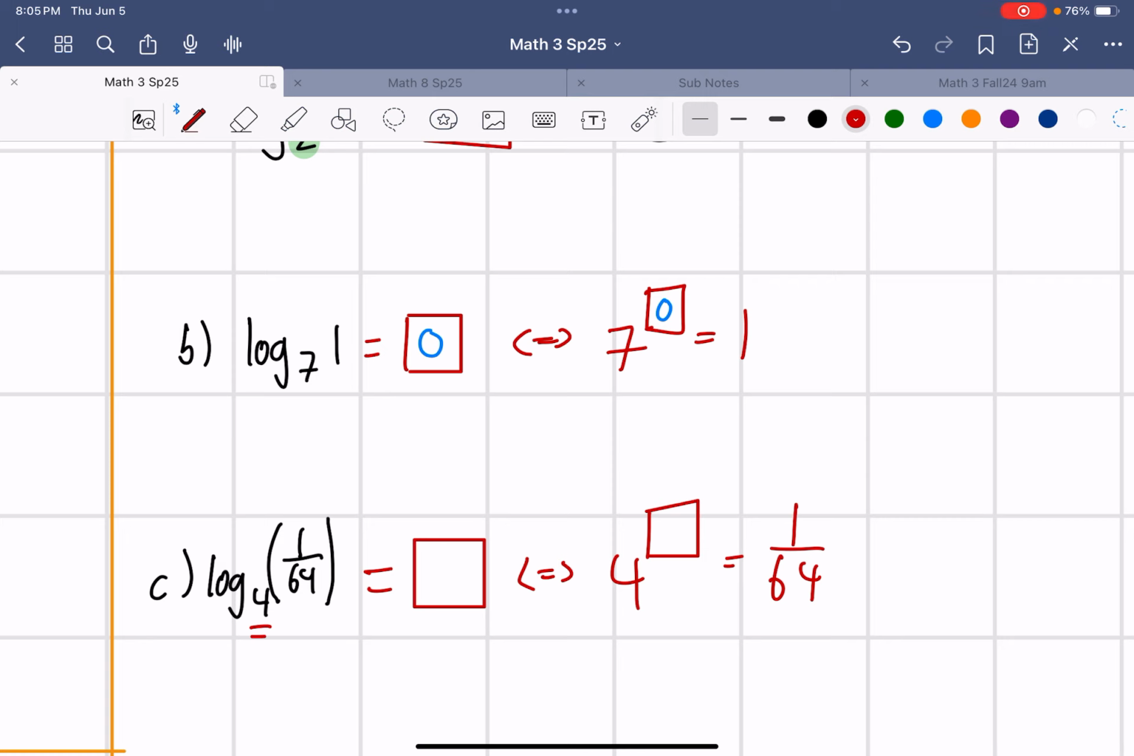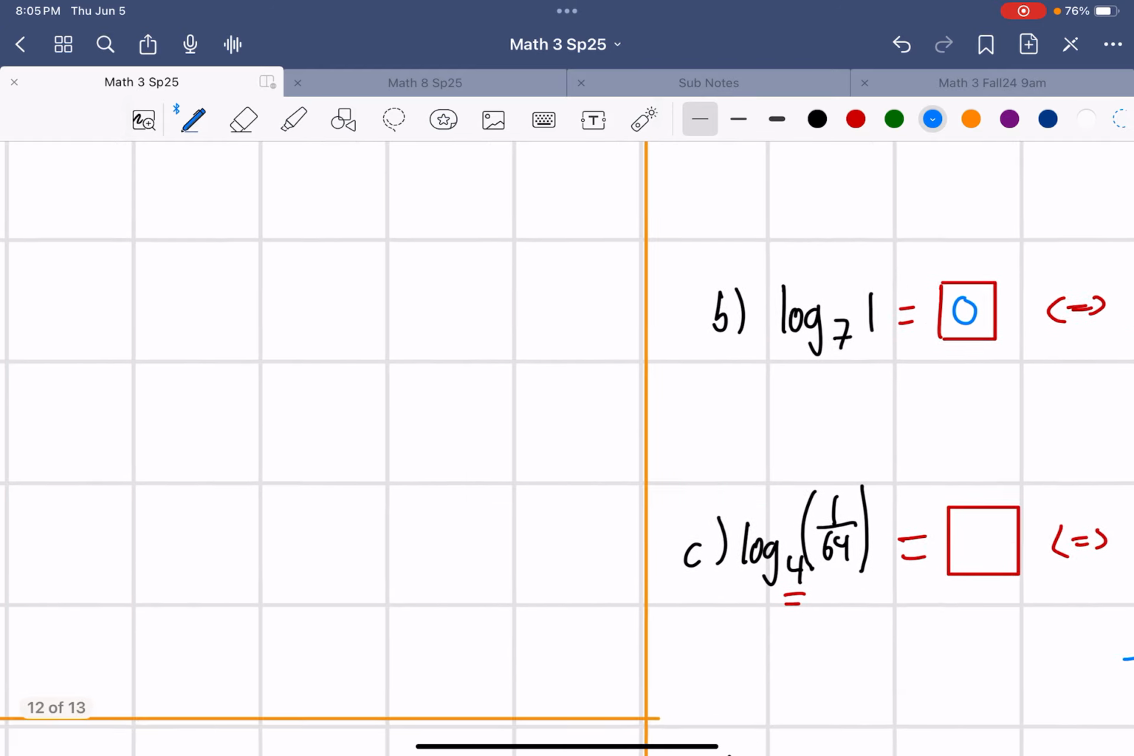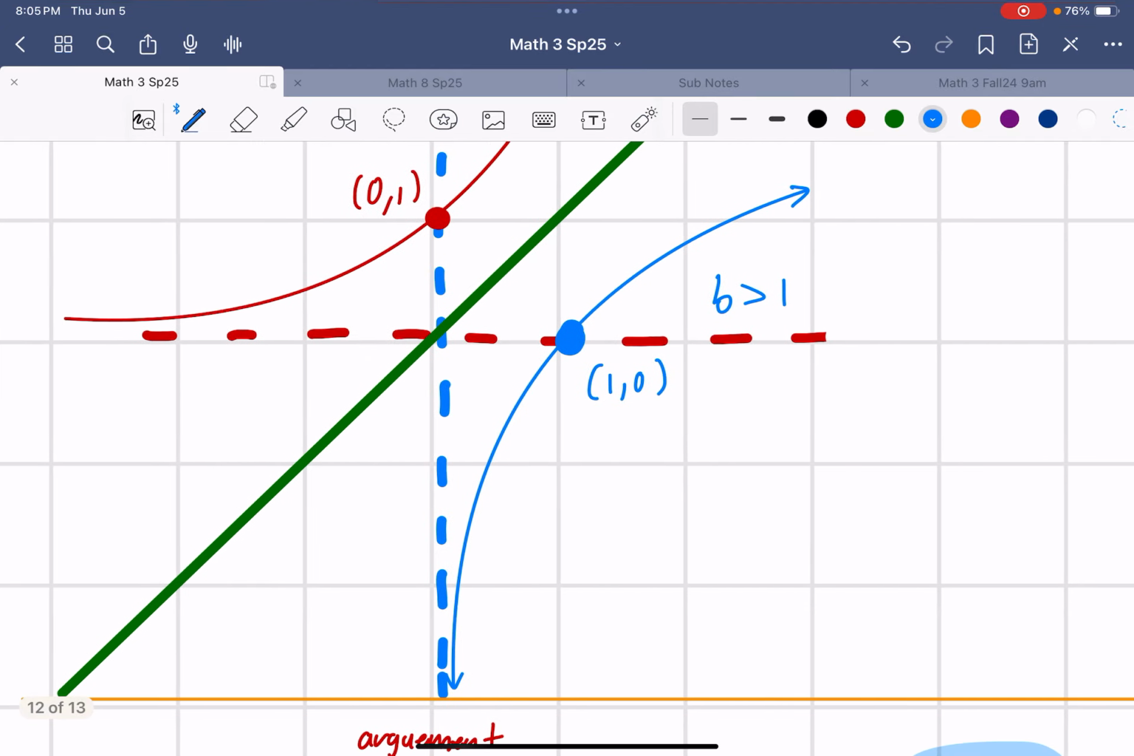Which is tricky, because we've only ever used powers to make numbers bigger. How do we make them smaller? Well, I know how to make 4 into 64. That would just be 4 to the power of 3. 4 to the power of 3 would give me 64. But what creates this fraction? Remember we just talked about it.